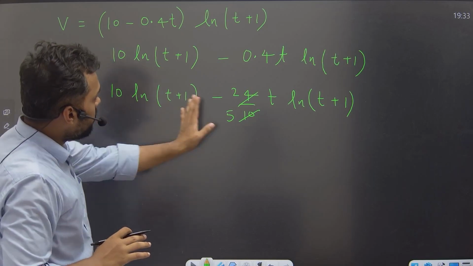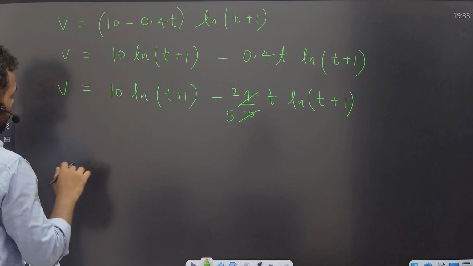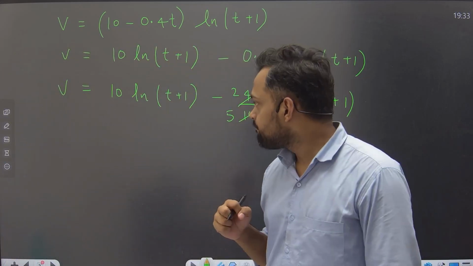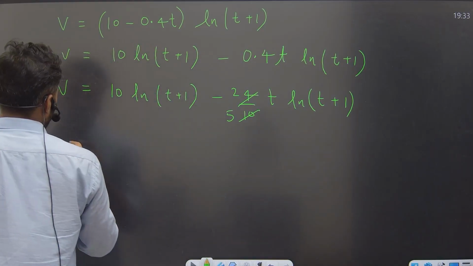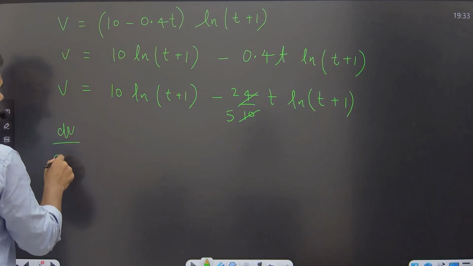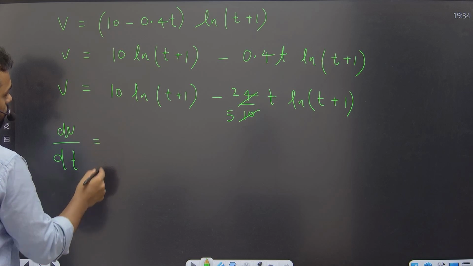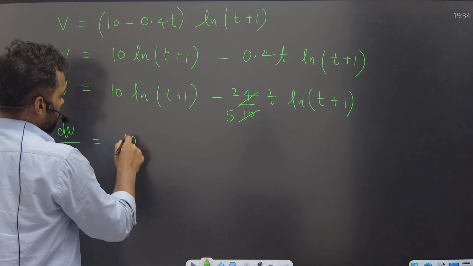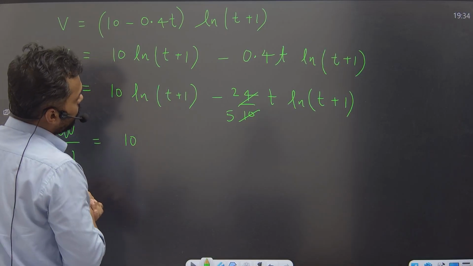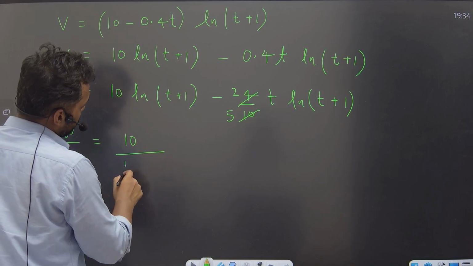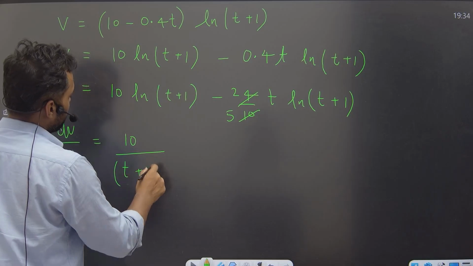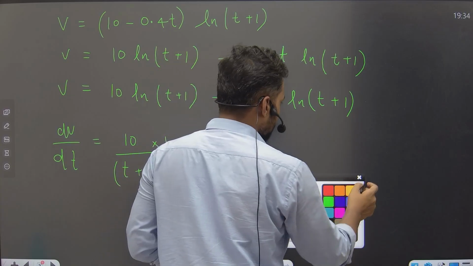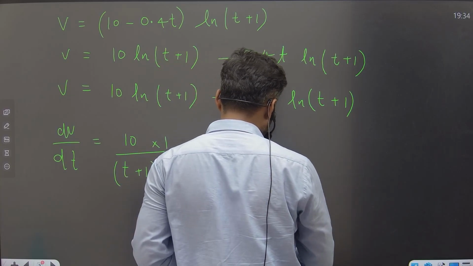Now if I differentiate this function with respect to t, because they have asked for the maximum speed, the concept of differentiation will be used here. So dv/dt will be equal to, first let's talk about this function: 10 times the differentiation of ln(t + 1), which is 1/(t + 1) times 1. How have we got it? Those who don't know, I will be doing it here as well.